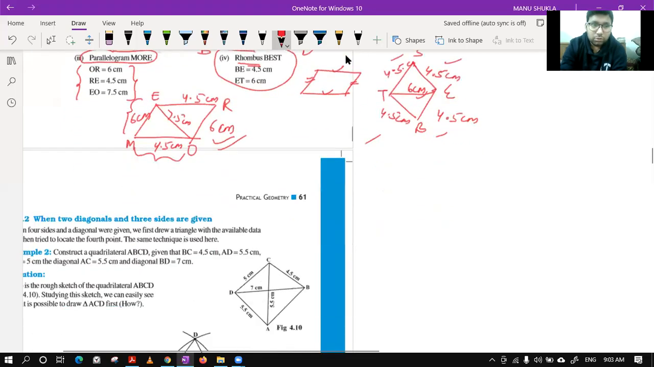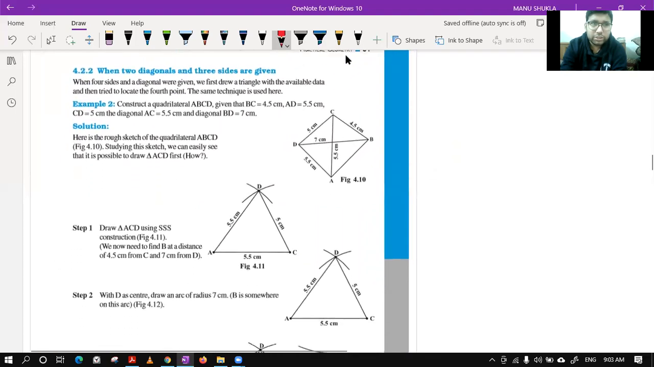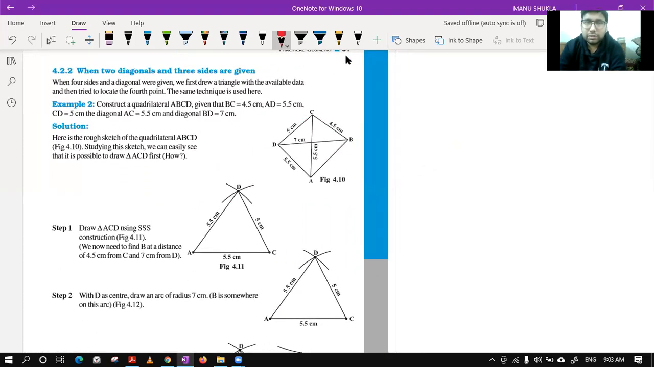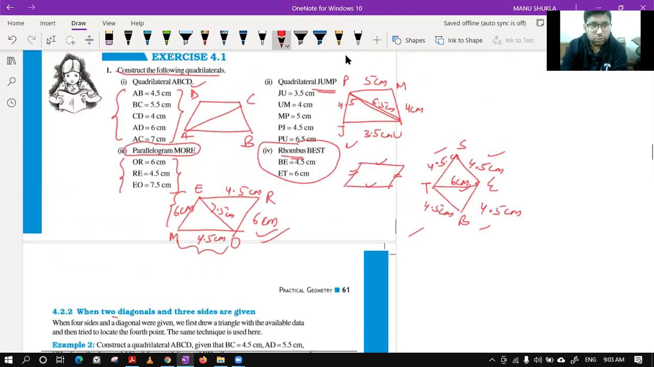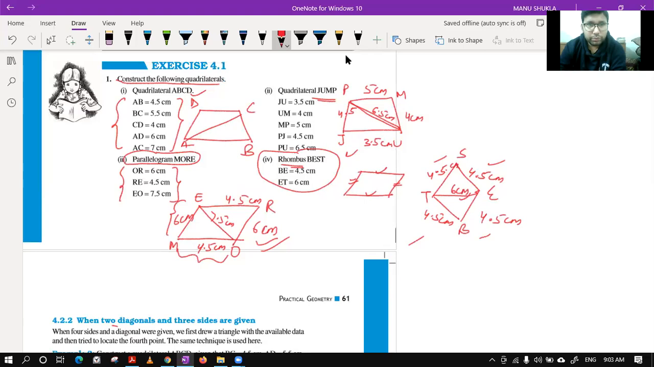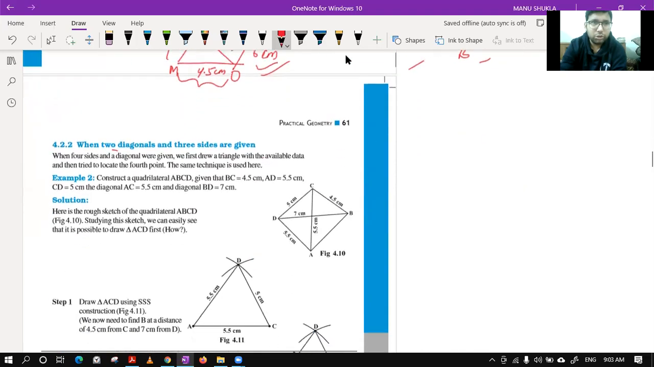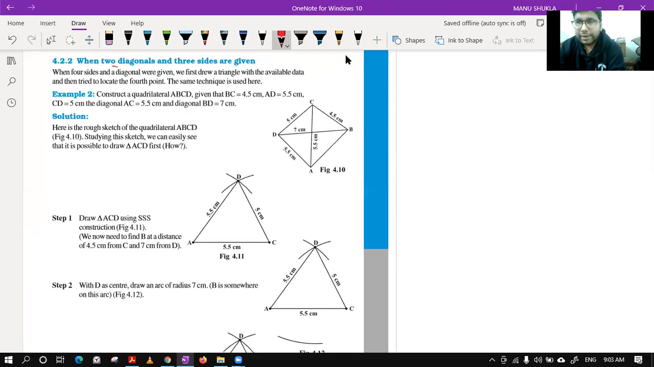Okay. Now the next one is when two diagonals and three sides are given to you. Or we can do one part for you from the previous one. Let's try to make only the fourth part. You can do this, because this is quite easy. We will do the next one. The next case is when two diagonals and three sides are given to you. It is also not that tough, but still, let's see.